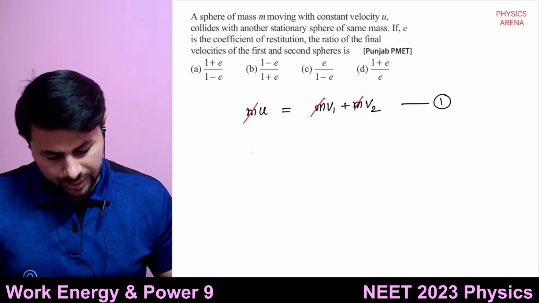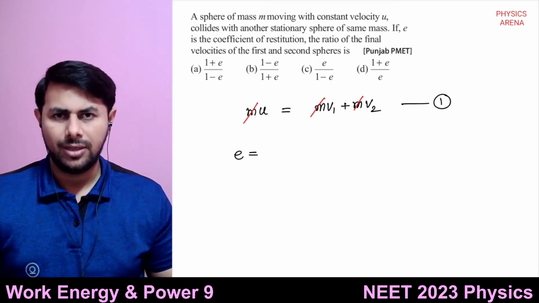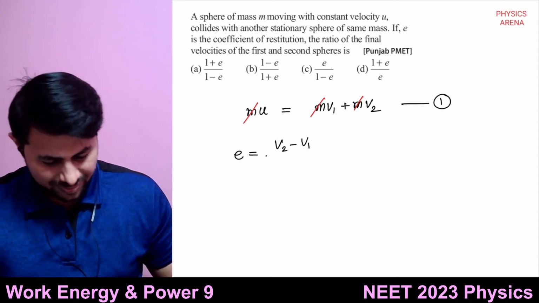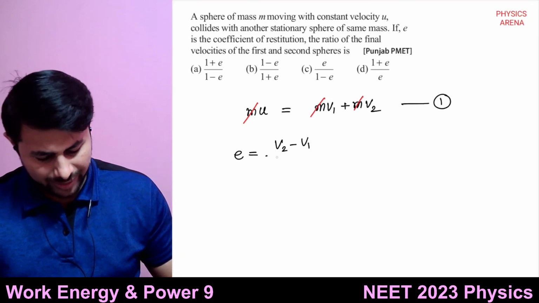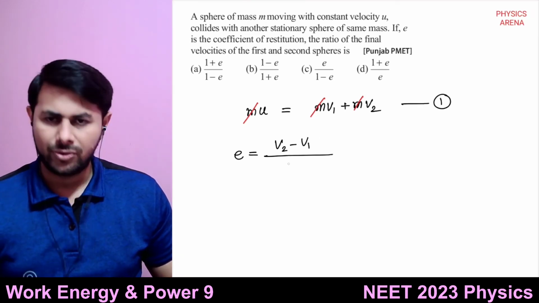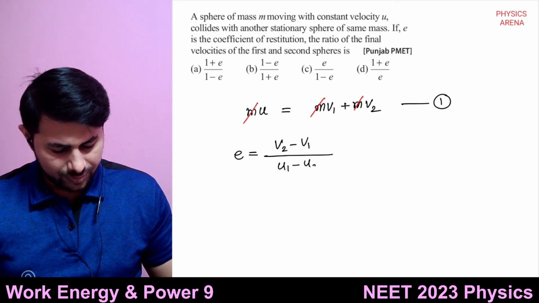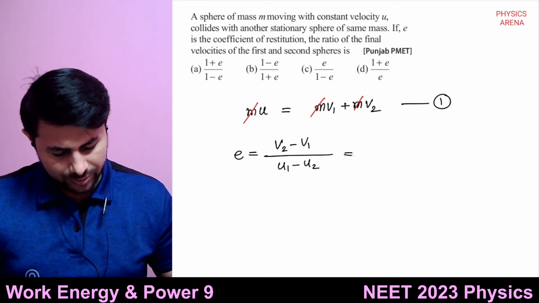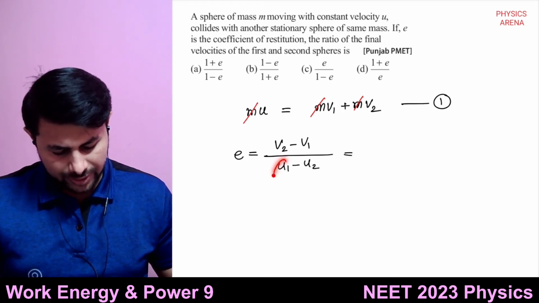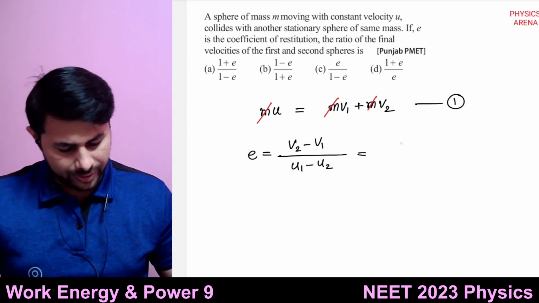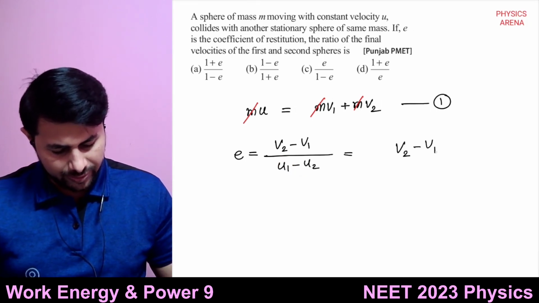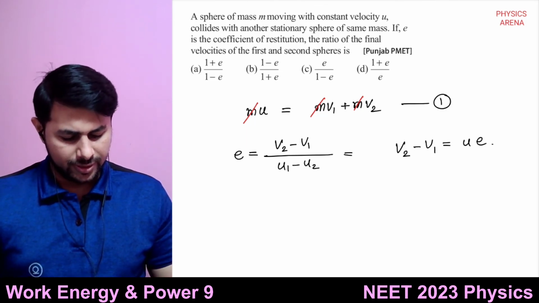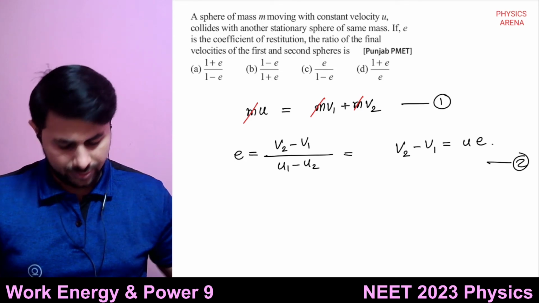The second thing, coefficient of restitution. E is what? It is V2 minus V1 divided by U1 minus U2. And U2 is equal to 0. U1 is U. So V2 minus V1 is equal to U times E. This is what we get. So this is equation 2.